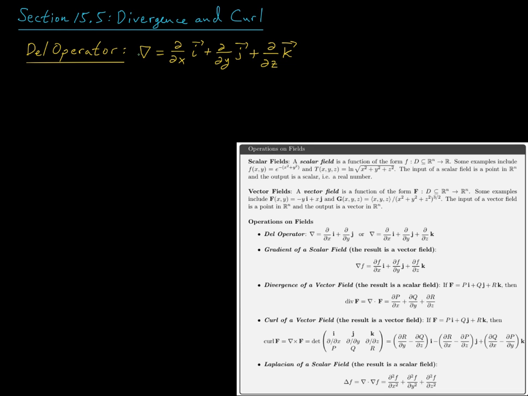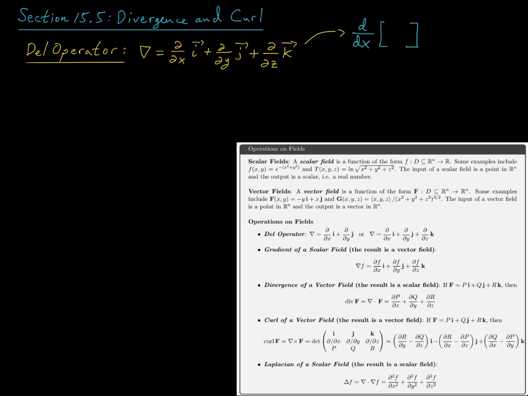Now del on its own, you can see is written as a vector. And notice these components, these partial derivative symbols. Well, there are no functions here that are being differentiated. So you might wonder exactly how you should go about thinking about this thing. Well, you want to think about it in much the same way you think about d/dx in Calc 1. So this is usually introduced as notation that just says take the derivative.